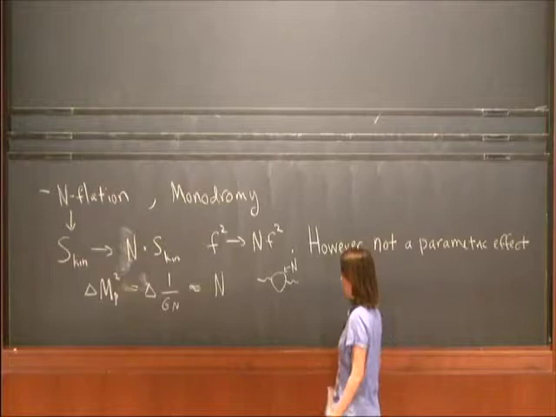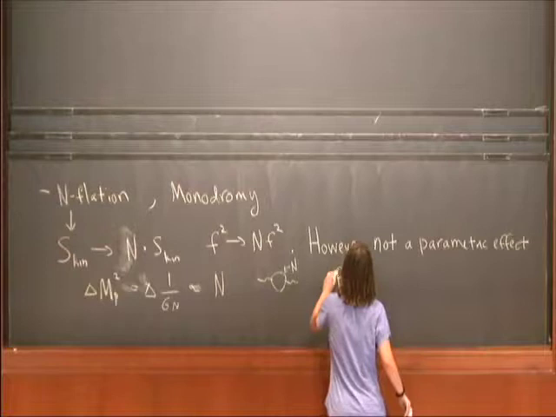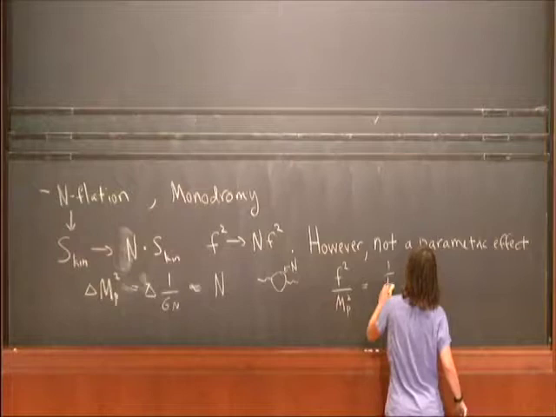So the upshot of this is that f squared over the true M Planck is, you know, this thing, this factor we had found here.